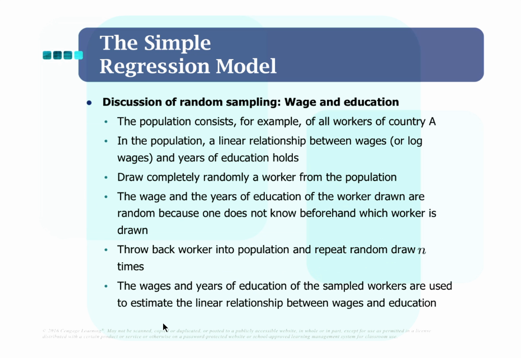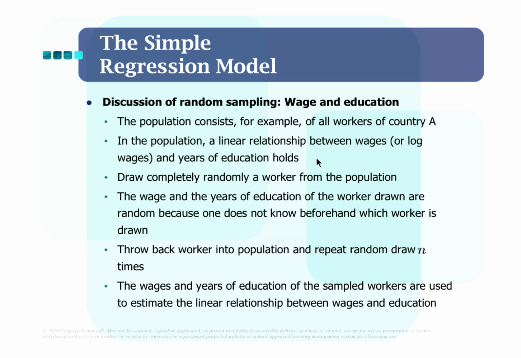So use wage and education as an example. To have a random sample, we first have to specify the population, which, for example, can be all workers of country A, of the US or China. In the population, a linear relationship between wage, or log of wages, and the years of education holds. Typically we don't challenge this assumption.